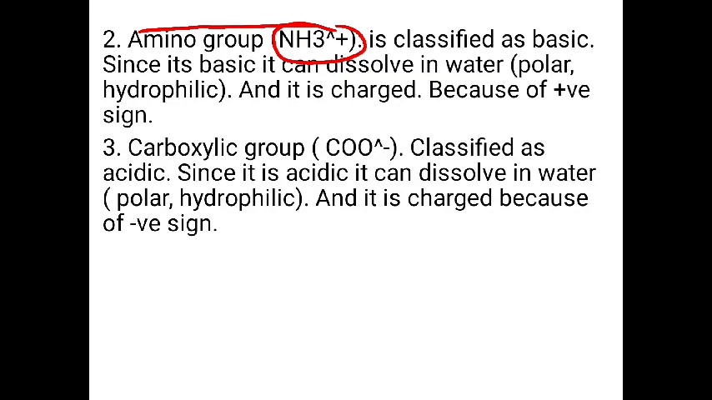The next one is the carboxylic group, which is negatively charged. Negatively charged, it is polar. Since it is polar, it can dissolve in water. Since it can dissolve in water, it is hydrophilic. So this negative charge makes it hydrophilic, or polar.